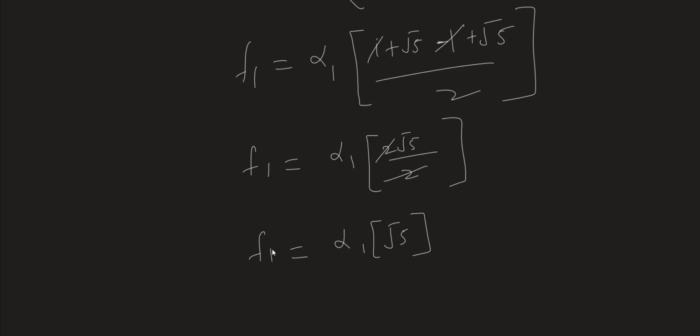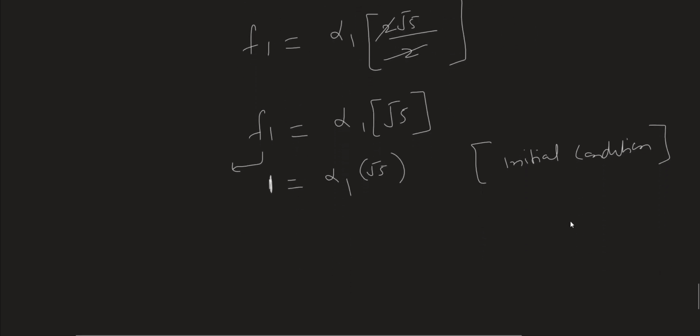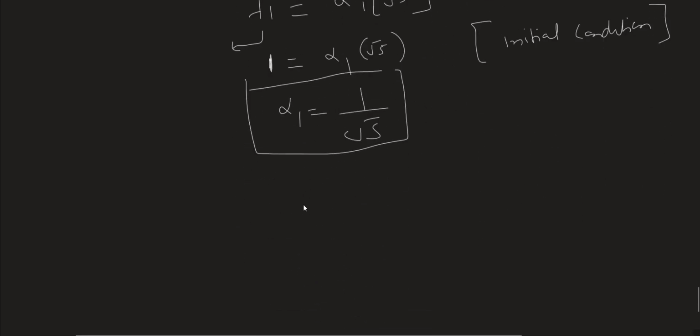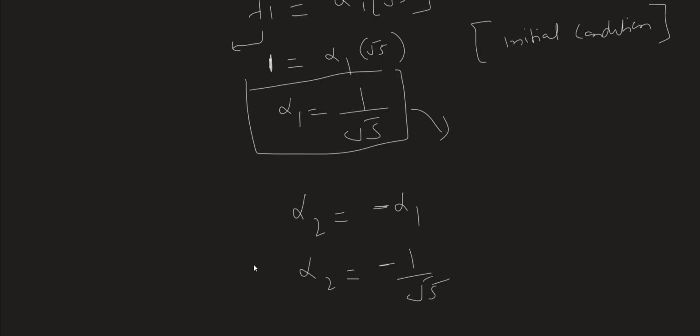And we know that F1, which was given to us, is equal to 1, because it was the initial condition. So 1 is equal to alpha 1 times root 5. So you can say that alpha 1 is equal to 1 by root 5. And at the same time, we know that alpha 2 is equal to minus alpha 1. We already know the value of alpha 1, therefore alpha 2 will be equal to minus 1 by root 5. We have both these values.